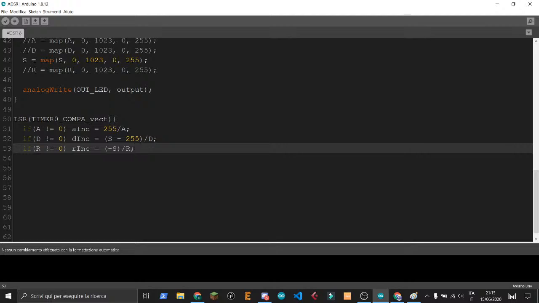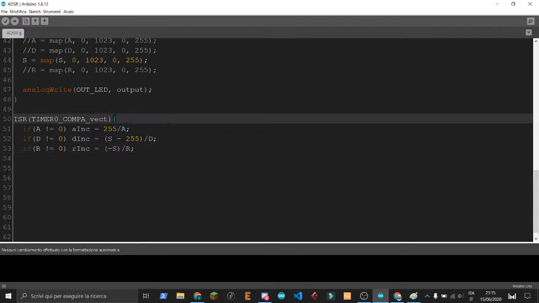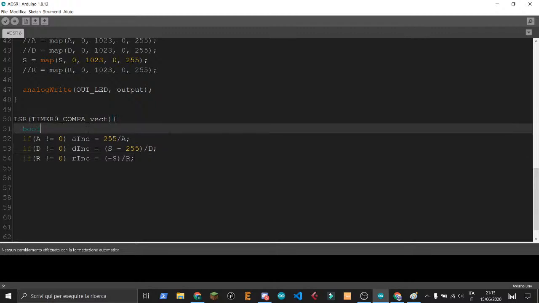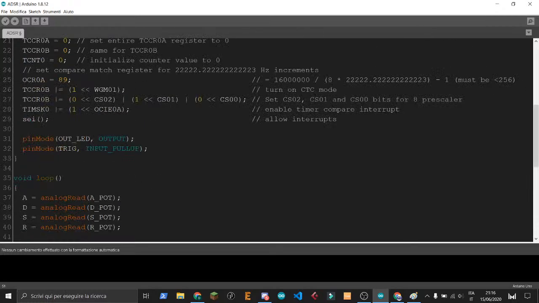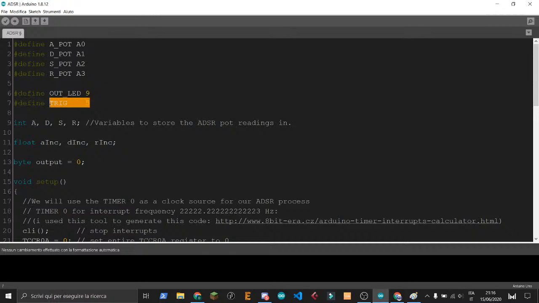Okay, so now let's try a thing. So let me declare a boolean value. The boolean value is just a value that goes from 0 to 1, 1 to 0. It's basically a 1-bit variable. So let's call it trigger, I don't know, and it's equal to digitalRead(trig). Here I define the trig pin, the pin at which the button connects to.